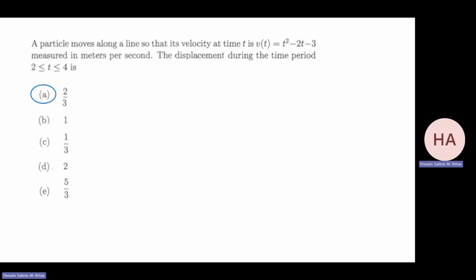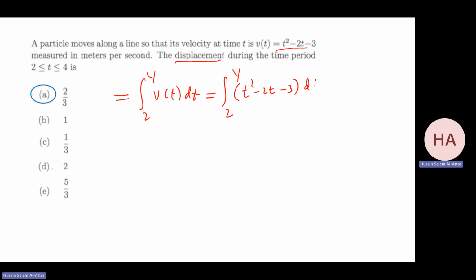So you need to be careful about the statement. This is the velocity. You want the displacement. You want the displacement. No need to worry about anything. Displacement will be equal to the integral from 2 to 4 of v of t dt. No need for the absolute value. So that integral from 2 to 4 of t squared minus 2t minus 3 dt will be t cubed over 3 minus t squared minus 3t from 2 to 4.